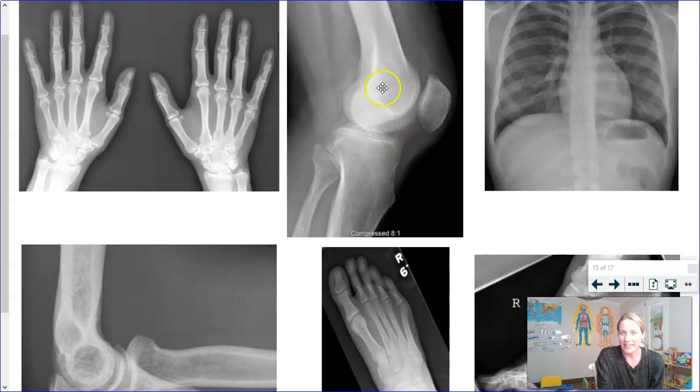Over here, this middle picture shows the patella, not the humerus, sorry, that's your arm bone, the femur, and then we have the tibia and fibula.